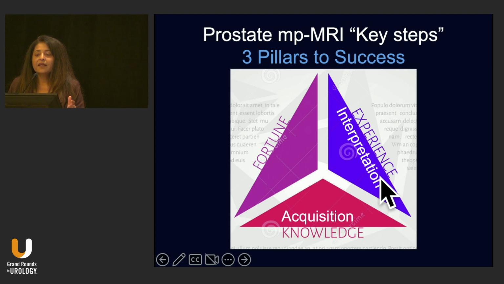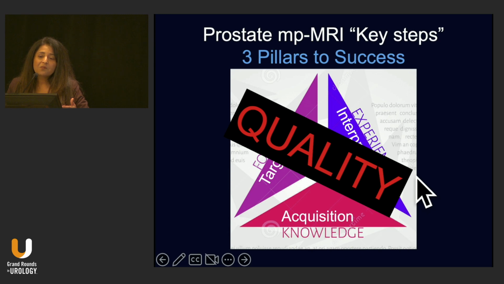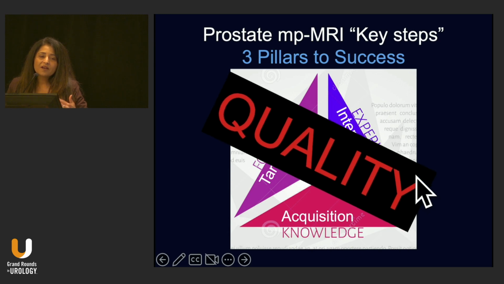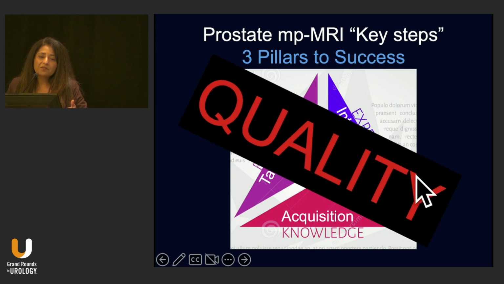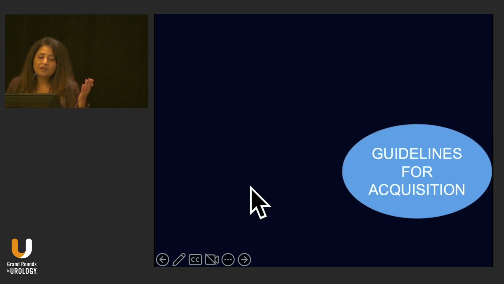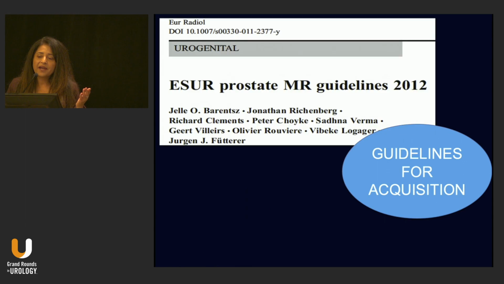How you obtain it, the experience, which is all interpretation, and then really the fortune is going to be the targeted biopsy. How good are we at this? And all of that depends on how good we are at these two things. But the problem with all of this, overriding all of this, is quality, because it really affects every component of the fortune or what we get on the targeted biopsies.